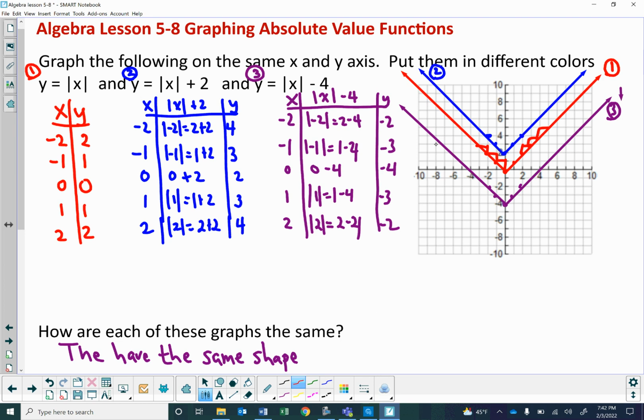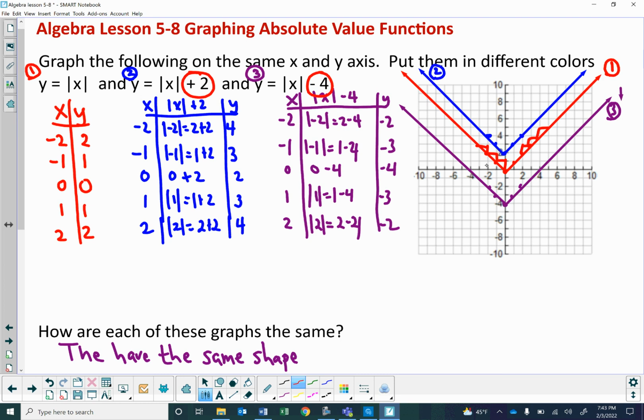You'll notice the blue graph has a +2 right here. And what is the y-intercept? It is at 0, 2. The purple graph has a -4 after the absolute value symbol. What is its y-intercept? Its y-intercept is 0, -4.